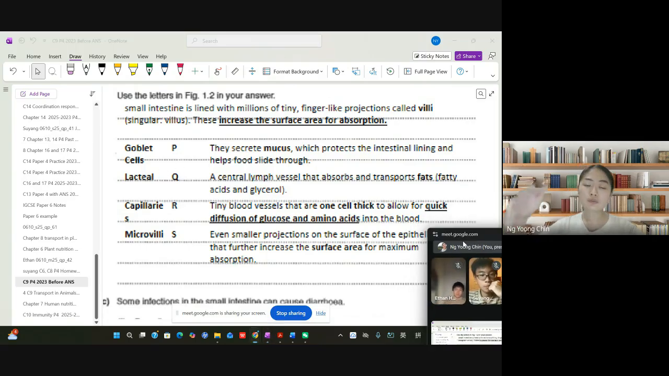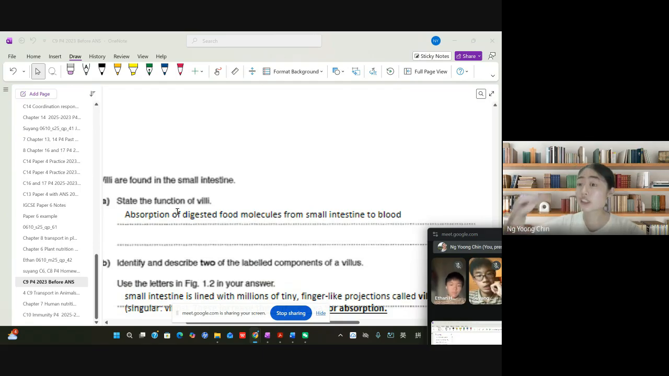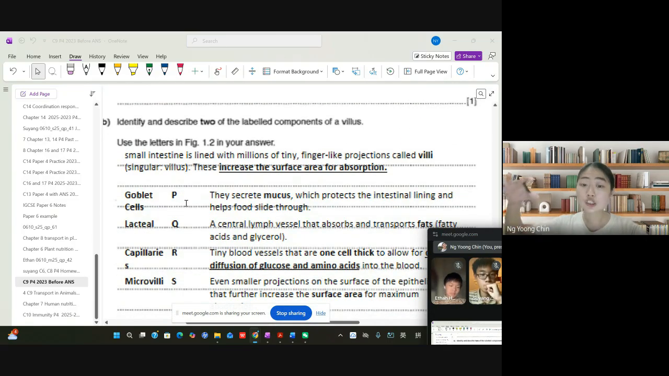So you need to differentiate villi and microvilli. See, the function of villi is to what? Villi absorb the food molecules, which are not sucrose but amino acids, glucose, and also fatty acids and glycerol, just absorbing those kinds of nutrient molecules from the intestines to the bloodstream.